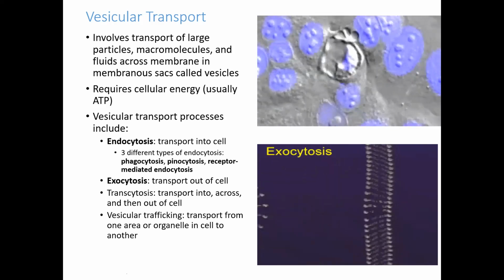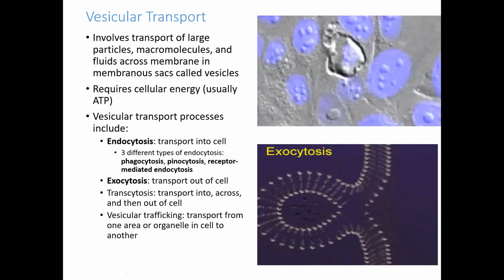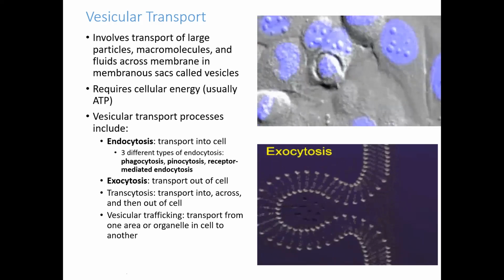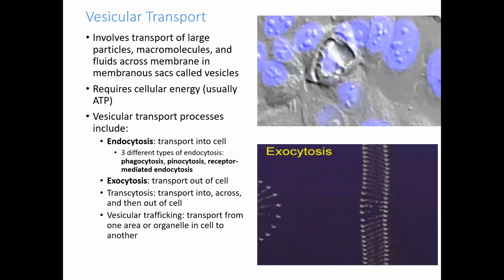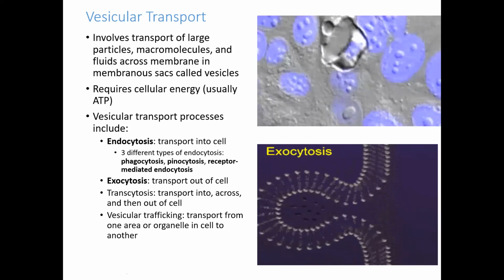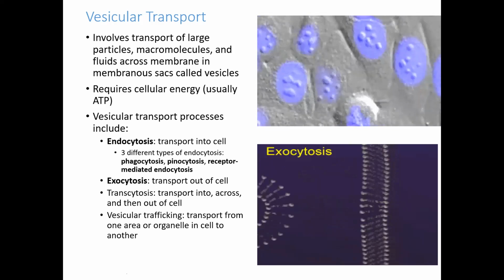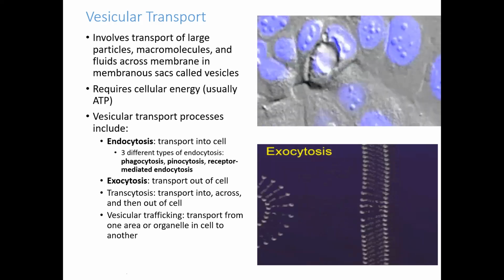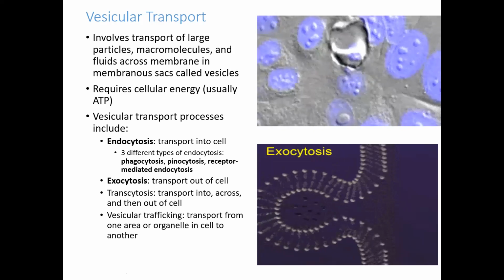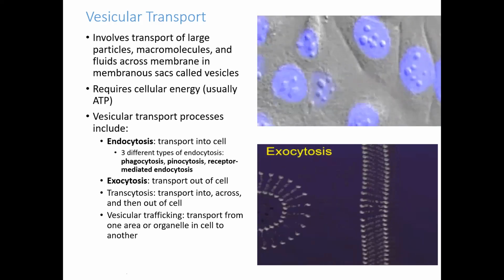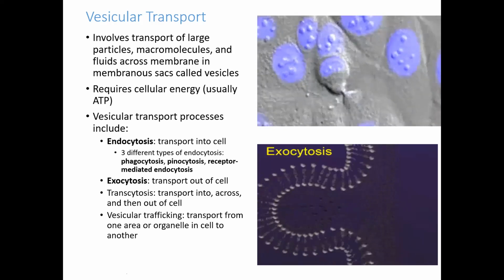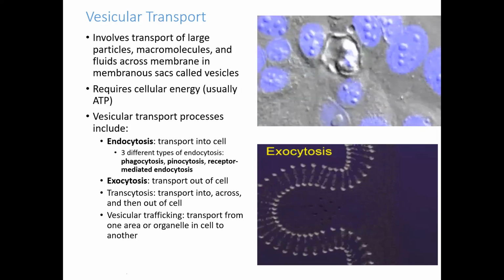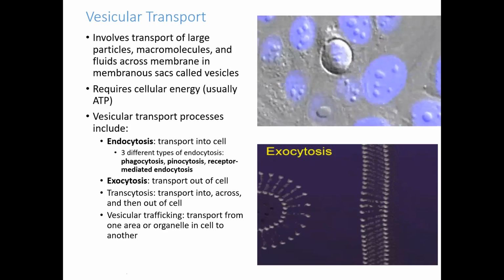We bring things into the cell and we can do it with solid food, food particles, or a fragment of another cell, a bacteria, or any number of things like that. Pinocytosis is fluids that we want to bring into the cell. And receptor-mediated endocytosis is a nice way of saying we're real picky about what we want to bring in. So we're only going to let certain things land on receptor sites, and then we can engulf it.